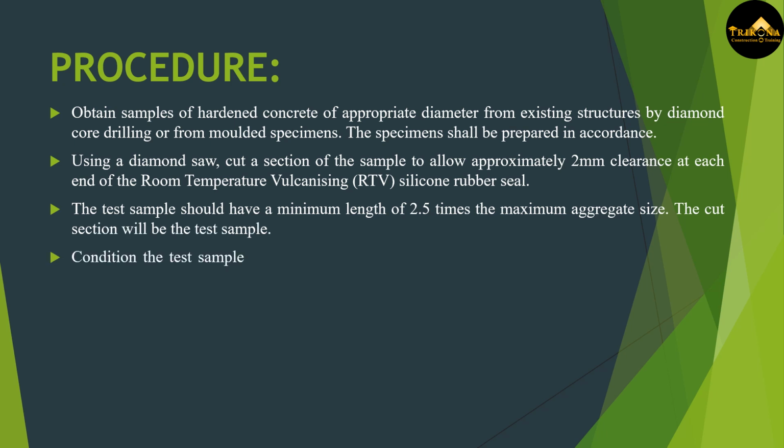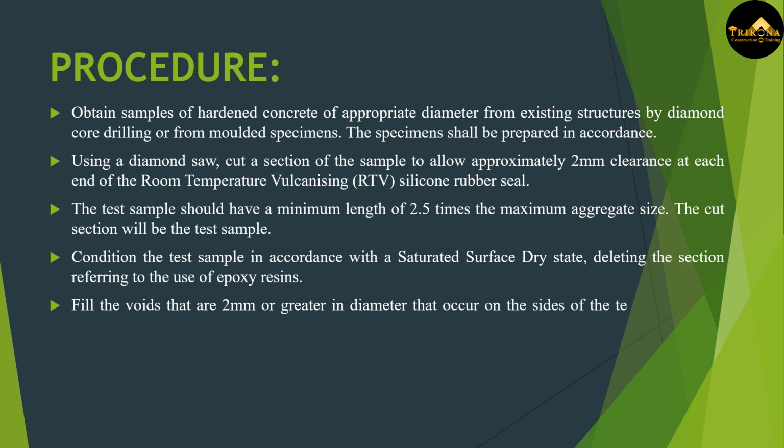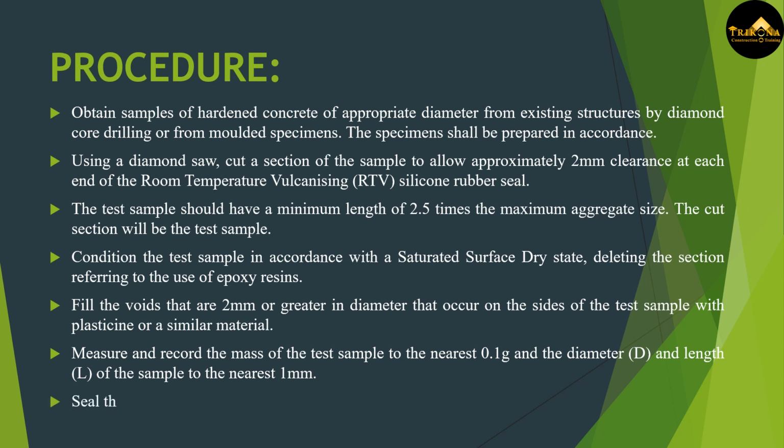Condition the test sample in accordance with the saturated surface dry state, deleting the section referring to the use of epoxy resins. Fill the voids that are 2 mm or greater in diameter that occur on the sides of the test sample with plasticine or a similar material. Measure and record the mass of the test sample to the nearest 0.1 g and the diameter, d, and length, l, of the sample to the nearest 1 mm. Seal the test sample within the permeameter cell.